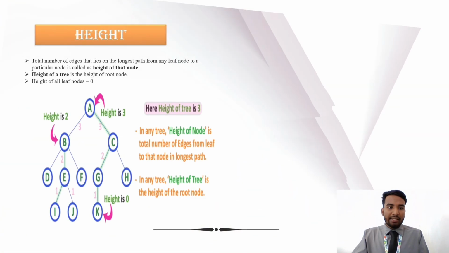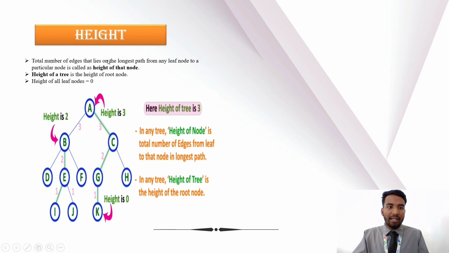And the next one is the height. The total number of edges that lie on the longest path from any leaf node to a particular node is called the height of that node. Remember, the longest path from any leaf node to a particular node. That means if we calculate the height for the B node, then it should be calculated from the leaf node to this particular node. The number of edges here is 2, so the height is 2. And if we calculate for the A node, then it should be 3.